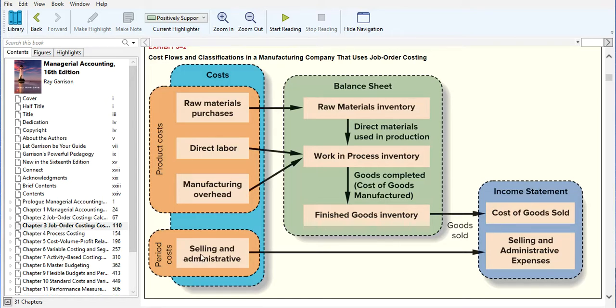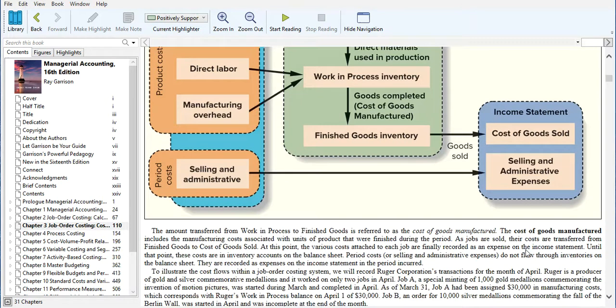And then when we sell them, that cost goes into the cost of goods sold account. Also, we'll have selling and admin expenses, which are a period cost, not a product cost. You'll have the revenue minus cost of goods sold minus selling and admin cost to get the margin.